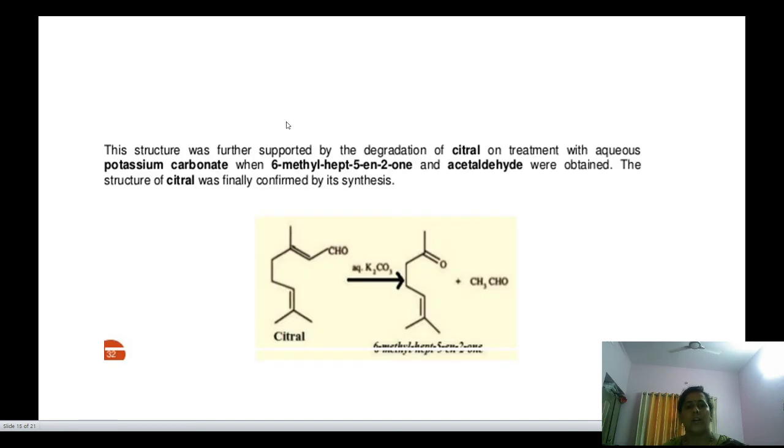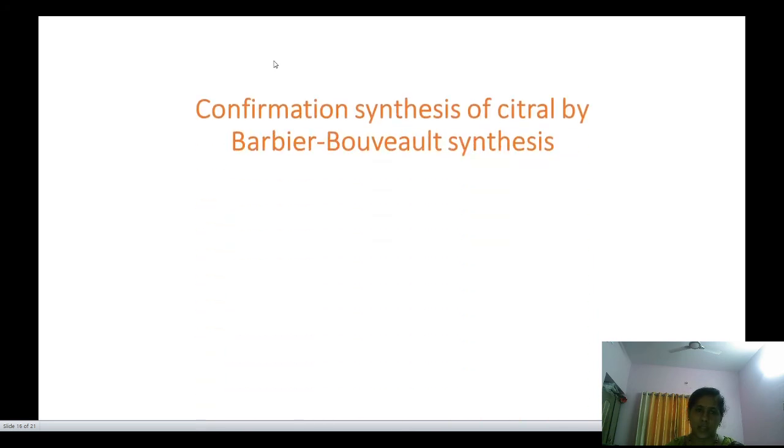Now, the above structure is further supported by the degradation of citral on treatment with aqueous potassium carbonate, when 6-methylheptenone and acetaldehyde were also obtained. This is the structure of 6-methylhept-5-en-2-one plus acetaldehyde. The structure of citral is finally confirmed by its synthesis.